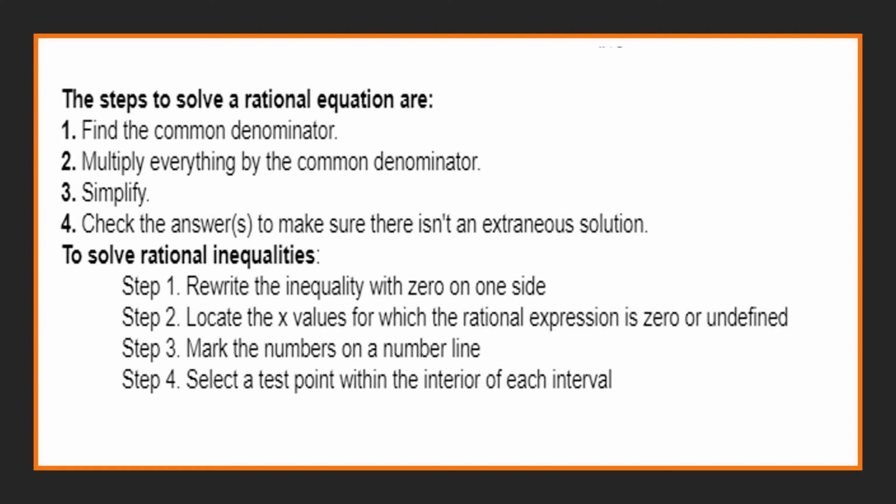given rational equation. Now, to solve the rational inequalities, first we write the inequality with 0 on one side, locate the x values for which the rational expression is 0 or undefined, mark the numbers on a number line, select a test point within the interior of each interval. So let's have the following examples.